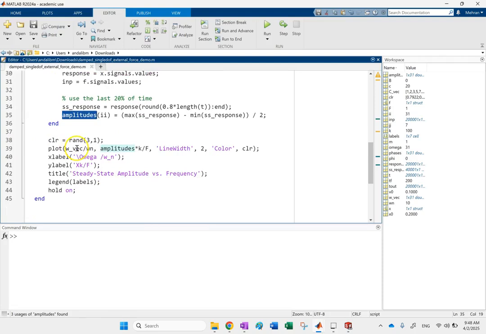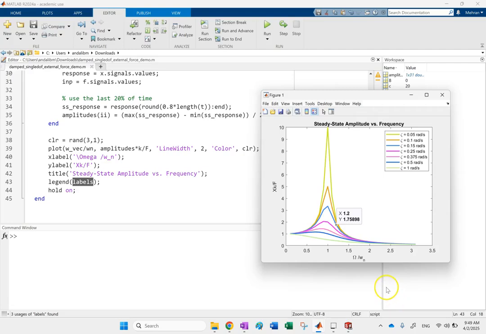And then I'm going to plot those amplitudes versus the frequencies. Then I go to the next zeta and repeat that. For each one, I use a different color and a different label. And that is this beautiful graph that I got for you.